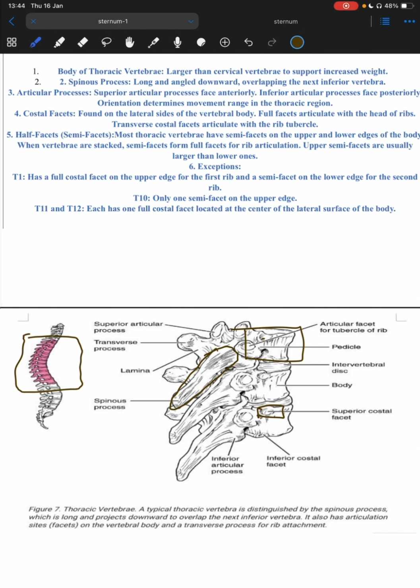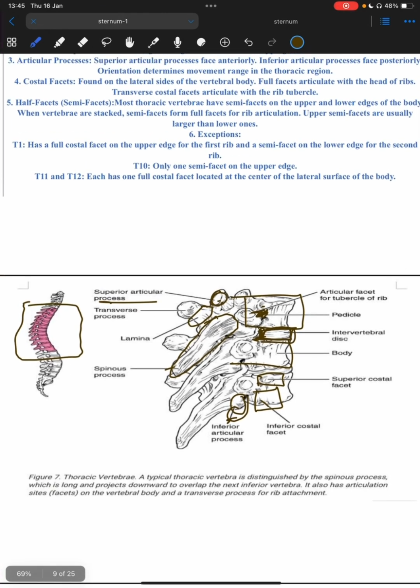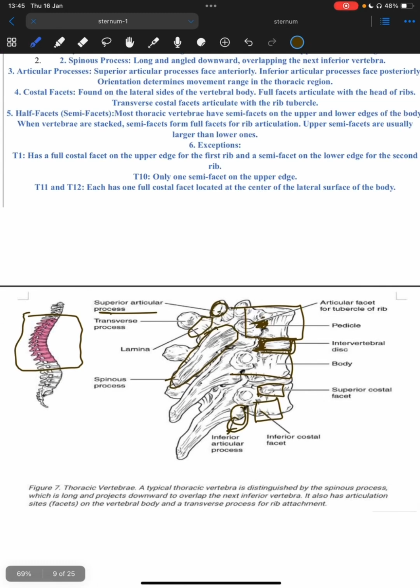This is the lamina. This is the superior articular process, for the upper vertebra to attach. And we have the inferior articular process also. This one is the inferior articular process. This is the inferior costal facet. This is the body, and this is the intervertebral disc. This is the pedicle. And that's all about it. As we can see, this is the typical thoracic vertebra.